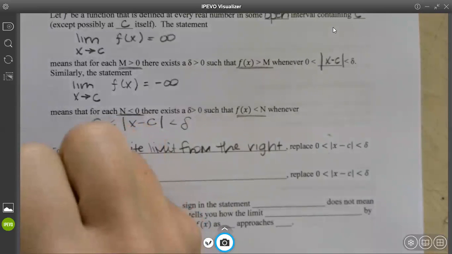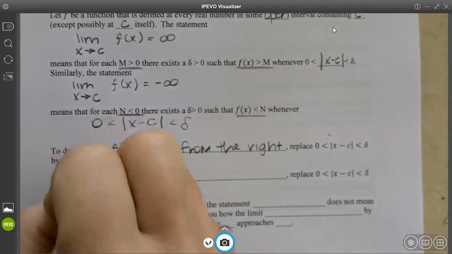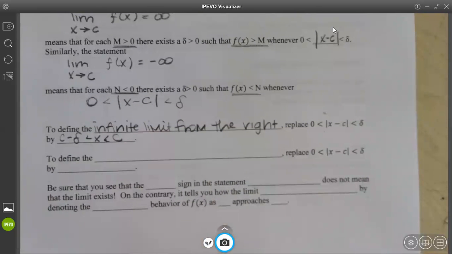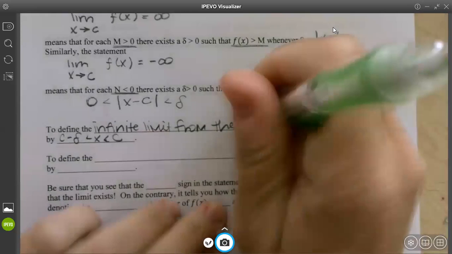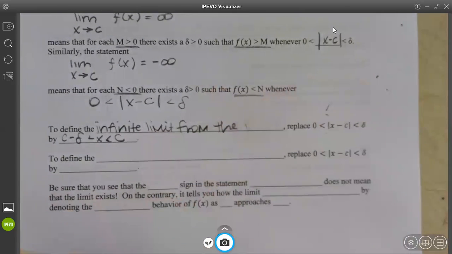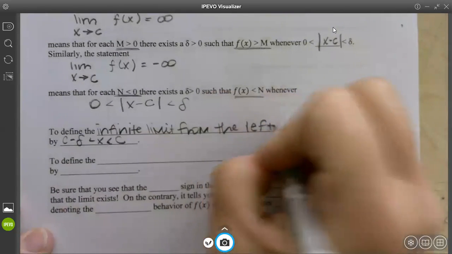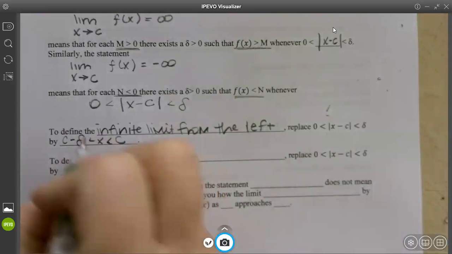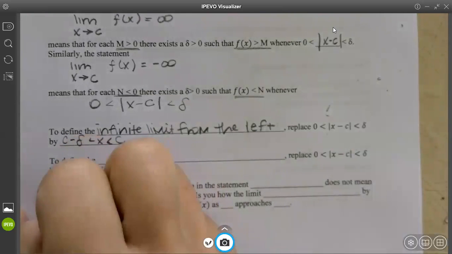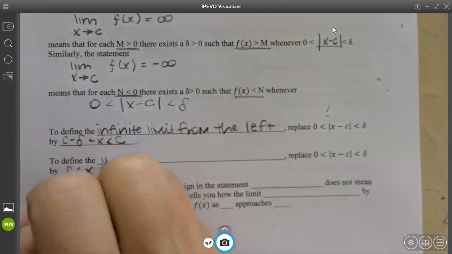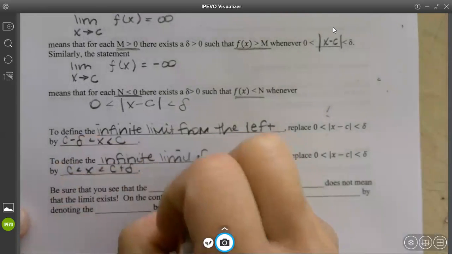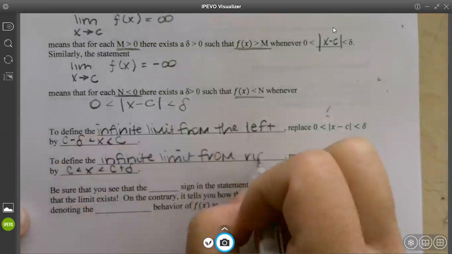By c minus delta is less than x less than c. The next one is the same thing. Sorry, this one's the left. I apologize, y'all. So if you're writing in pen, I super apologize. You can just write the other one if you want to. The next one is the right. So it's the same thing, infinite limit from the right, except it's going to be c less than x less than c plus that delta. So infinite limit from the right.